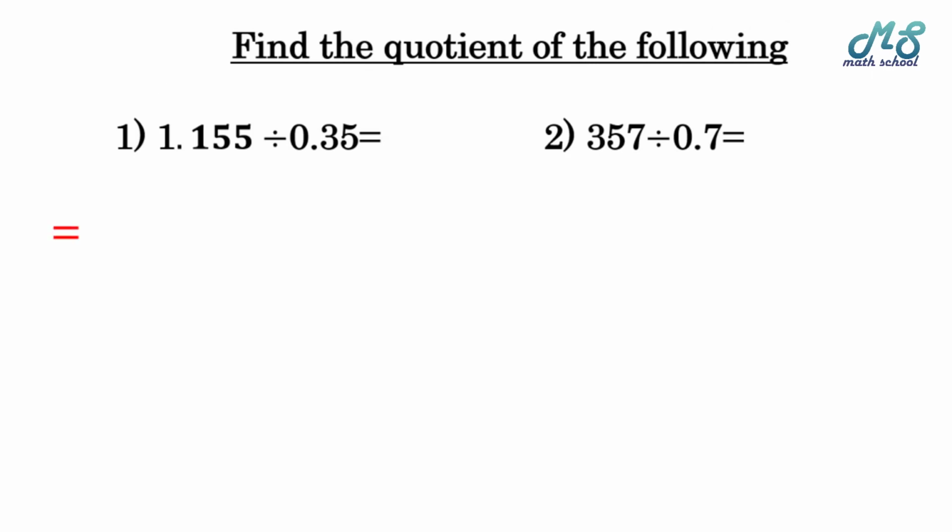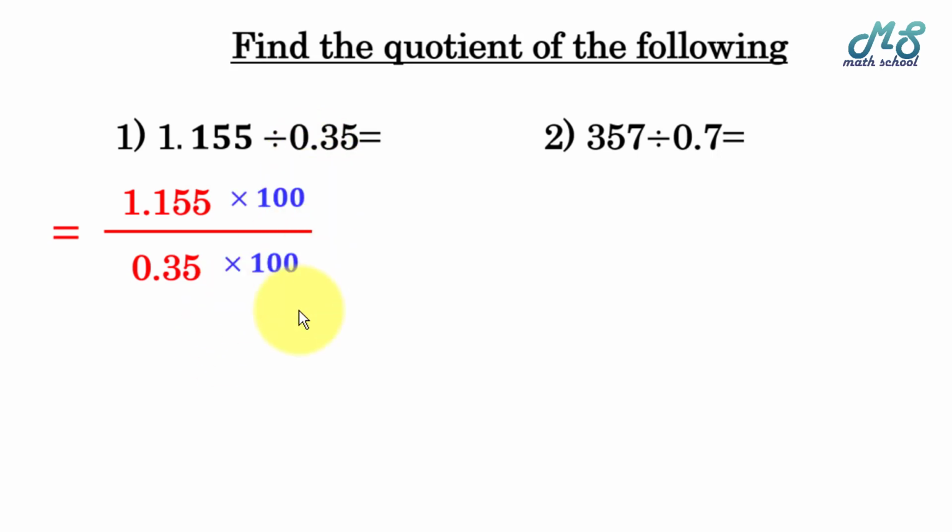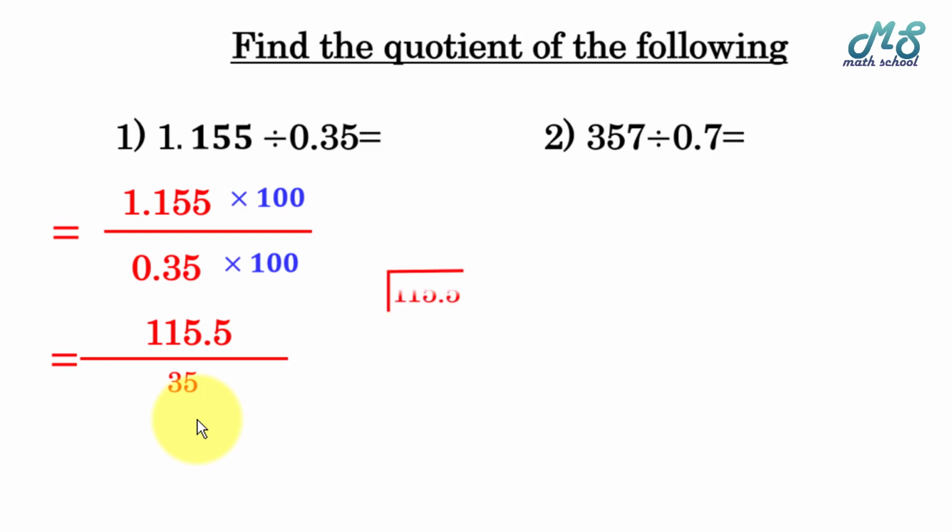Find the quotient of the following. Number 1. 1.155 divided by 0.35. First, guys, we will get rid of the decimal point. How can you make 0.35 a whole number? Multiplying by 100 up and down. First, 1.155 times 100. Just move the decimal point 2 digits to the right. We will get 115.5 over 35. We can make a long division.